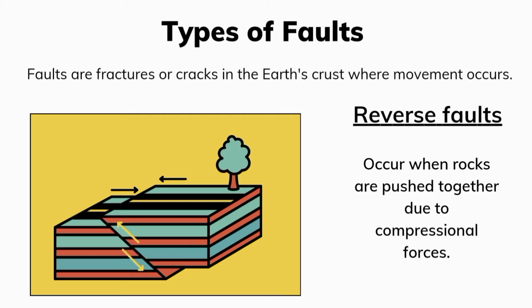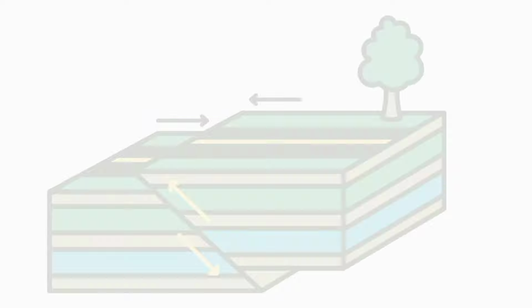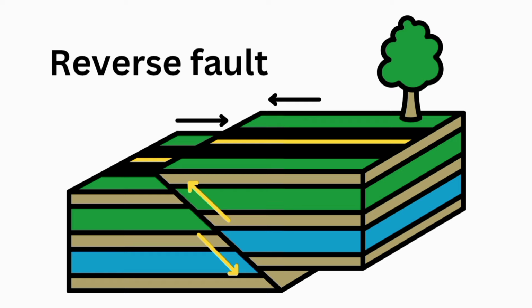Strike-slip fault: picture two puzzle pieces sliding past each other. This is similar to what happens in a strike-slip fault. When the Earth's plates slide horizontally past each other, the rocks along the fault line move sideways. This type of fault occurs when there are shear forces, or sliding forces, acting on the Earth's crust.